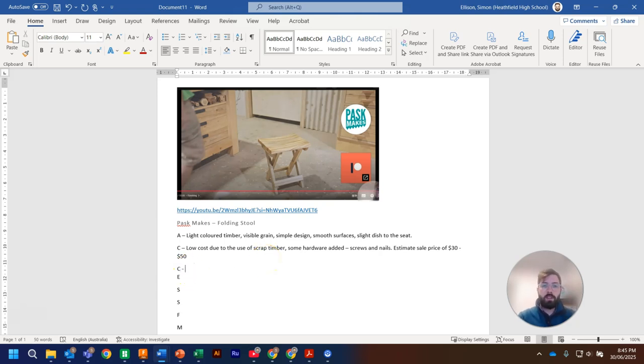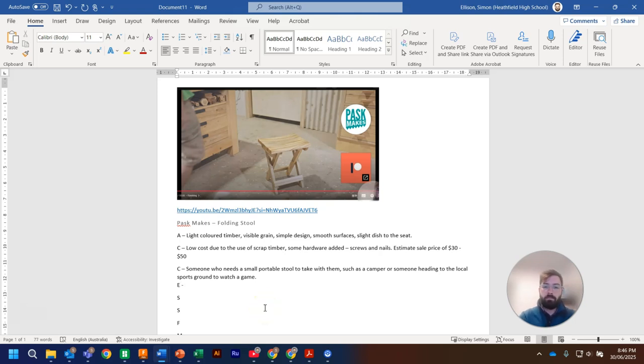The customer for this product, which is our second C here, someone who needs a small portable stool to take with them, such as a camper or someone heading to the local sports ground to watch a game. That's the sort of person I can imagine wanting a stool like this. Someone who wants something that's easy to carry around, quite portable, but also reasonably comfortable.